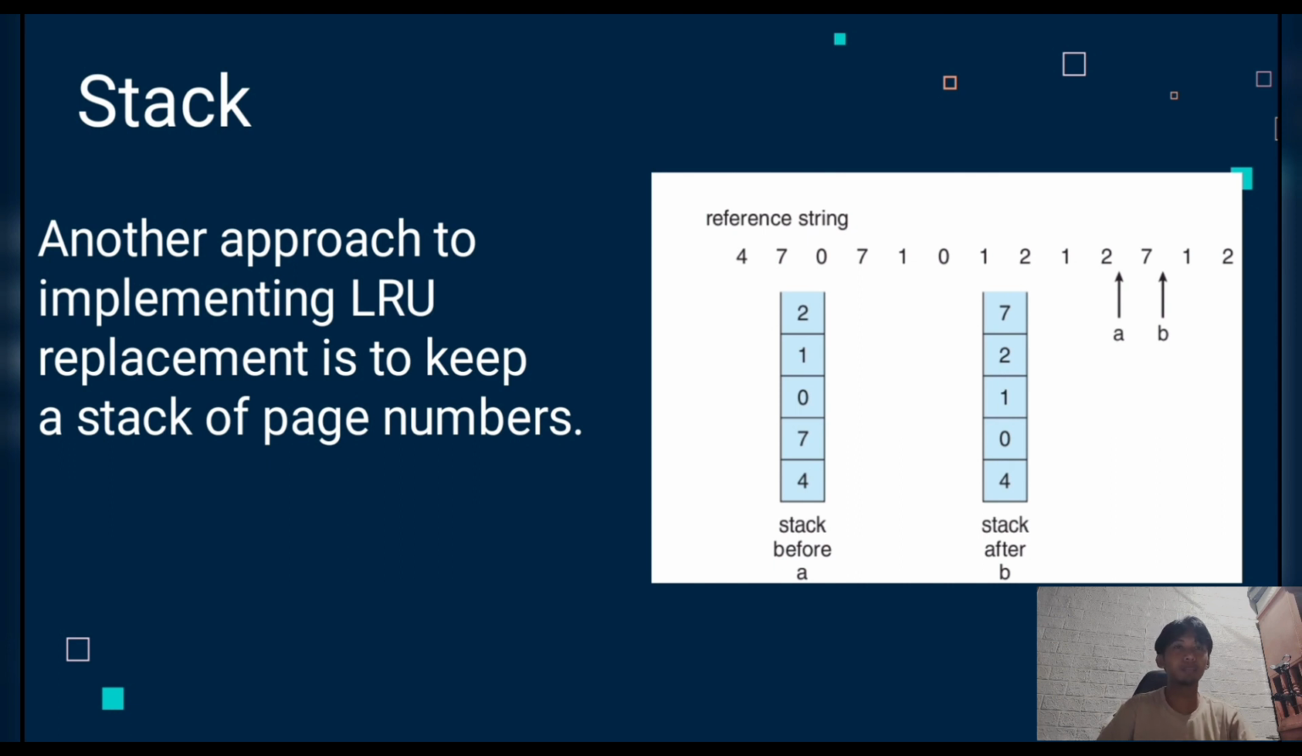Because entries must be removed from the middle of the stack, it is best to implement this approach by using a doubly linked list with a head pointer and a tail pointer. Removing a page and putting it on the top of the stack then requires changing 6 pointers at worst.